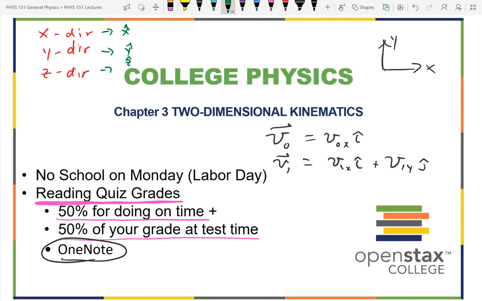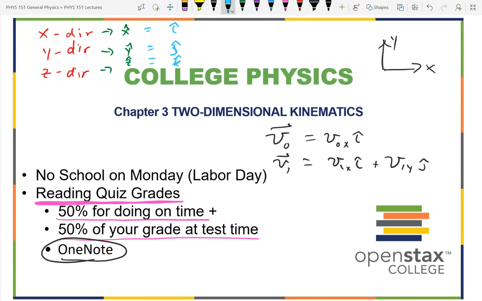Another way that those are specified is i hat, j hat, and k hat. Those are sequential letters in the alphabet, just like X, Y, and Z. So i hat means in the X direction, j hat means in the Y direction, k hat means in the Z direction. And then there's even some other more esoteric ones that we won't use.